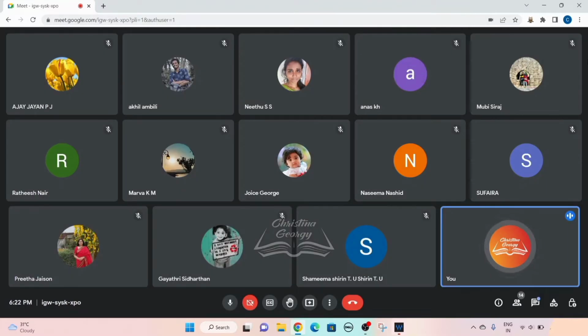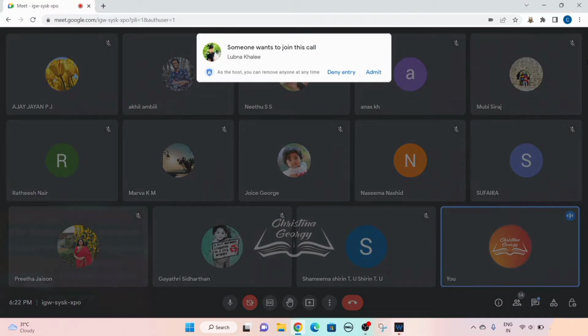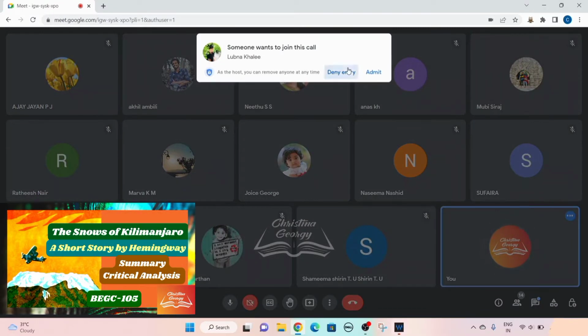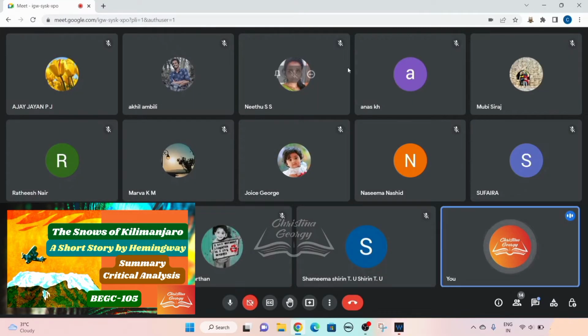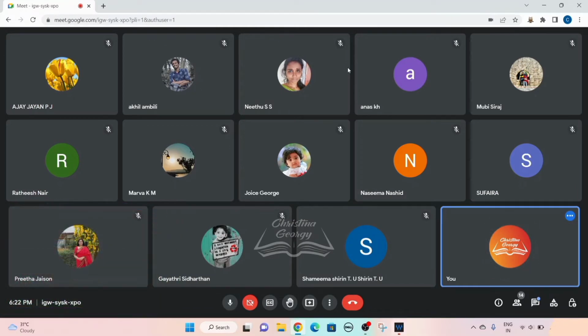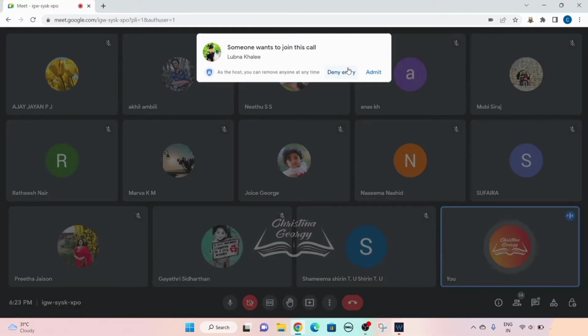In our previous session, we discussed block 3 of the course code BEGC105, which deals with short stories. So today we'll discuss unit 2 of this particular block, which deals with a short story titled After 20 Years. So have you ever heard of this particular short story?